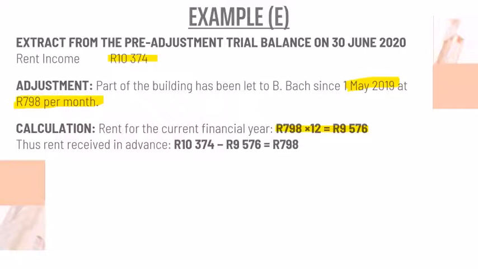But we have more than that. So we have to subtract 9,576 from the value that we actually have. And that tells you we have 798 Rand of rent that we have received in advance. In other words, this value is too big, because we've only earned rent for 12 months of 9,576 Rand. So we have to decrease this value by 798 Rand.